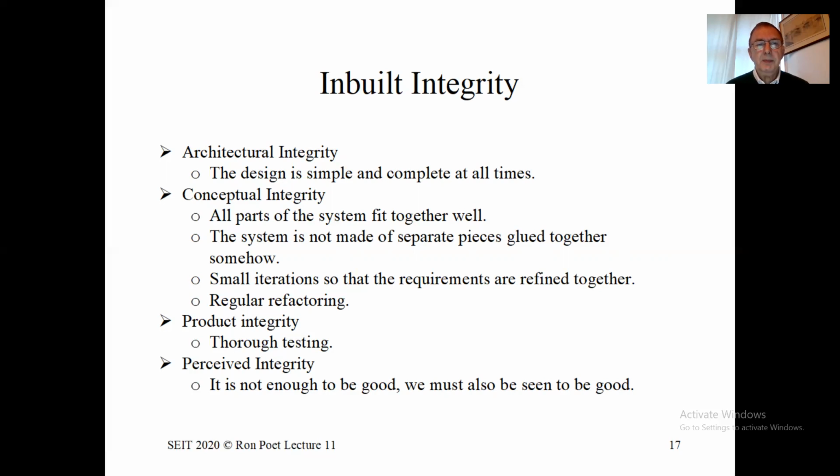Product integrity. So the product has to work and be good. And by and large, this is achieved through thorough testing. And finally, perceived integrity. It's not enough to be good. We must also be seen to be good. So how do we make sure that customers and other external people realize that our products are good?